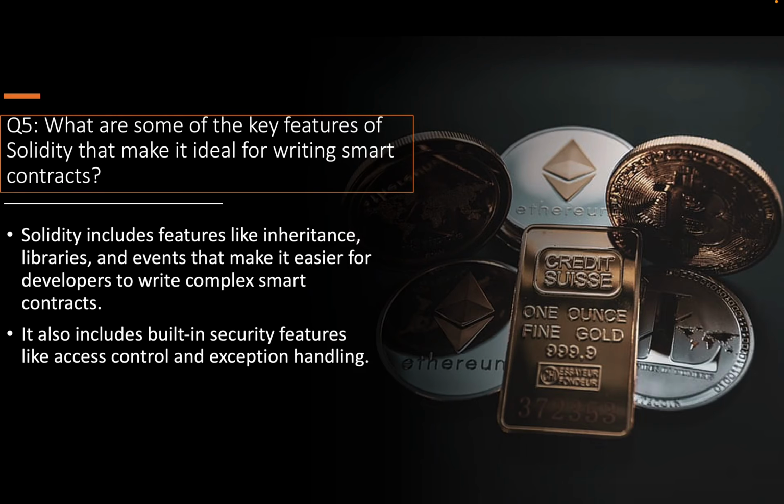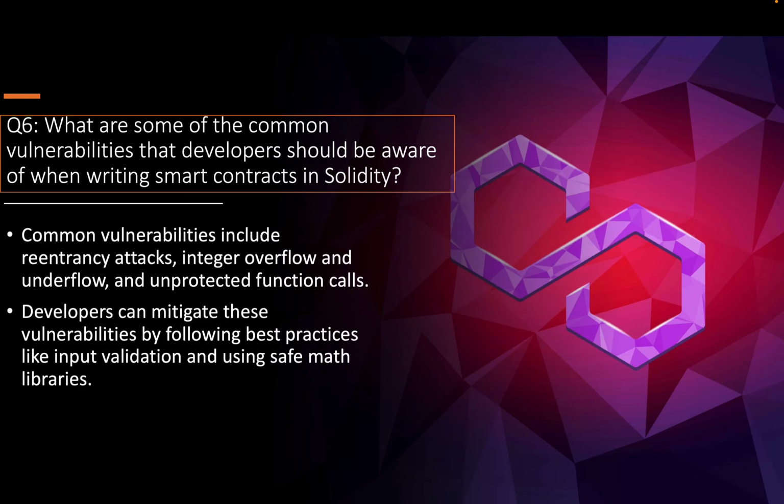Question number 5. What are some of the key features of Solidity that make it ideal for writing smart contracts? Solidity includes features like inheritance, libraries, and events that make it easier for developers to write complex smart contracts. It also includes built-in security features like access control and exception handling.